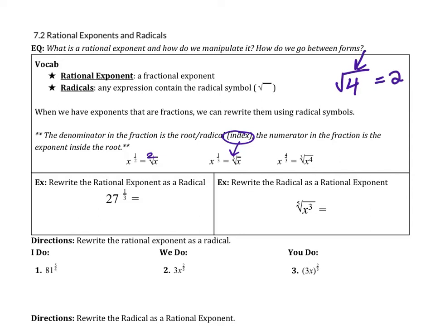If I have an expression, for example, x to the power of 1/2, that can be rewritten using a radical. The denominator of the fraction, remember denominator means the bottom, is the index, or the number outside the radical. The numerator of the fraction, remember that means the top of the fraction, is the exponent inside the root. So x to the power of 1/2 is the same thing as the square root of x. X to the power of 1/3 is the same thing as the cube root of x. X to the power of 4/3 is the same thing as, so see this 3 goes on the outside and the 4 goes on the inside.